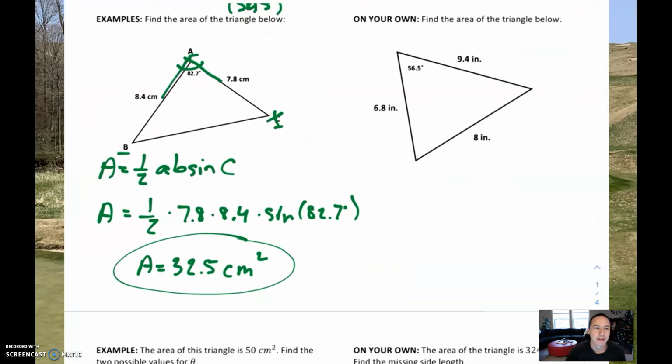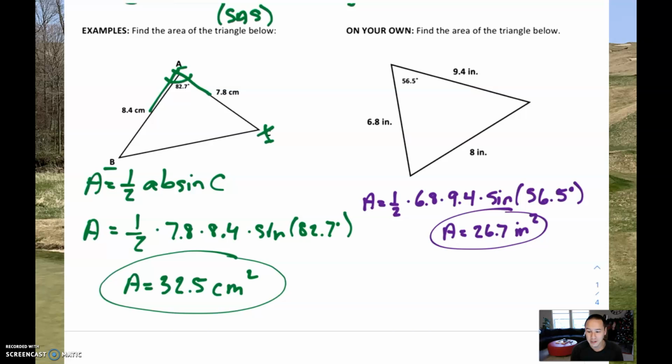Go ahead and try the next one on your own. So you're going to pause the video. I added a little distractor number in there for you, so you won't use all the numbers in the picture. But go ahead and pause the video. Make sure you understand how to use the formula, and then we will go backwards a little bit.